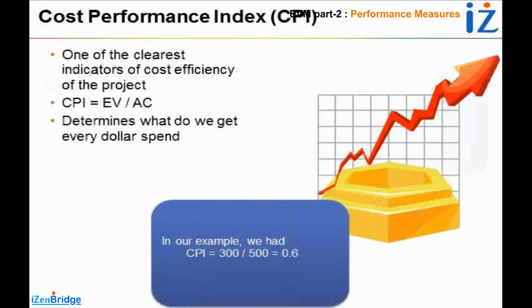Same as the schedule performance index, we have a cost performance index, and this is one of the clearest indicators of the cost efficiency of the project. CPI is EV divided by AC. So here we are dividing what we have earned by what we have spent. In our project, it is 300 by 500. It's 0.6. It determines what we get for every dollar spent. What does it mean? 0.6 indicates that we are only getting 60 cents for our $1 spending. So we are not using our resources efficiently in this particular example.